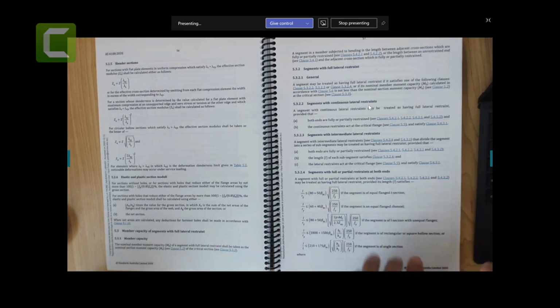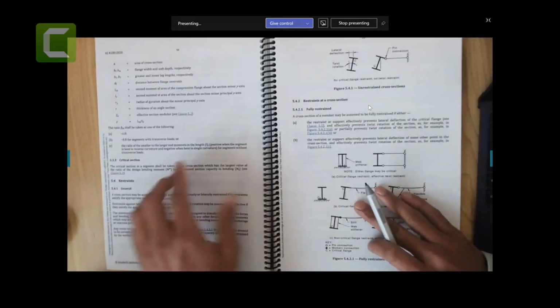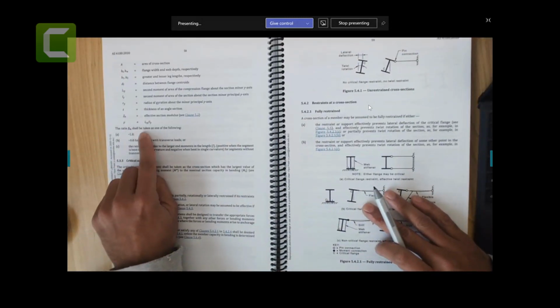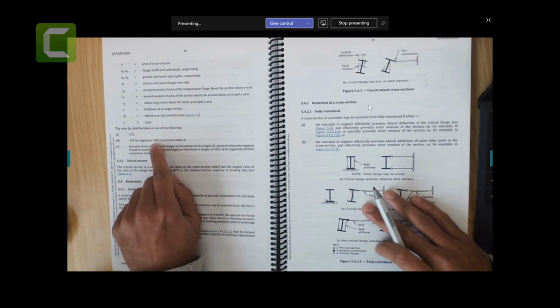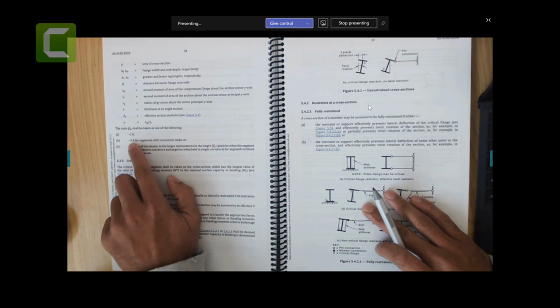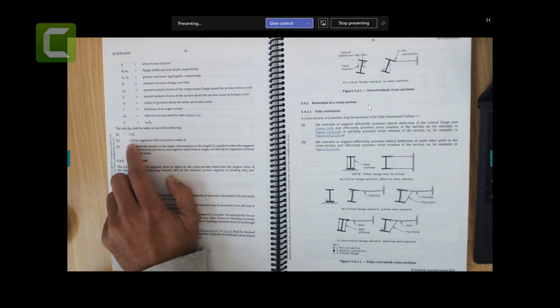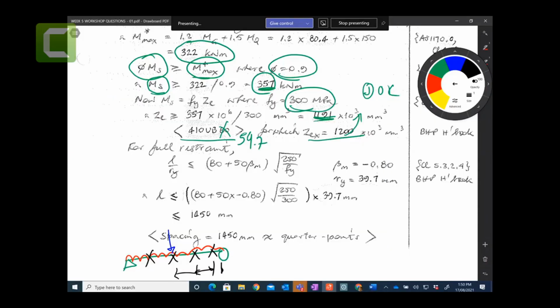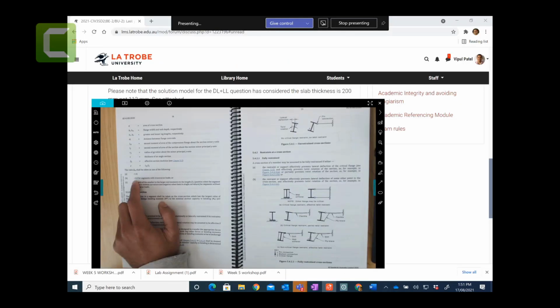And by the way, beta m is here, on the next page, which is the moment ratio. It is minus 0.8 for a transverse segment with transverse loading. So we take this transverse loading one because we have a UDL load. So we have minus 0.8. I showed you this equation. So L over Ry we need to get for our beam.